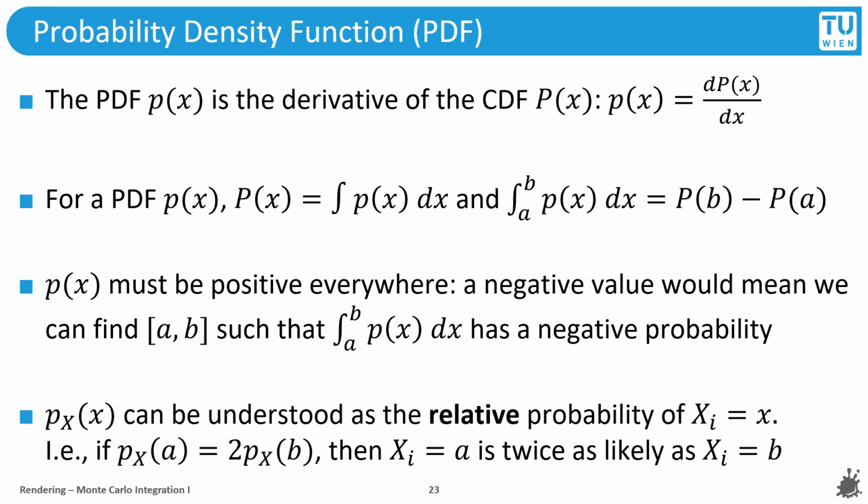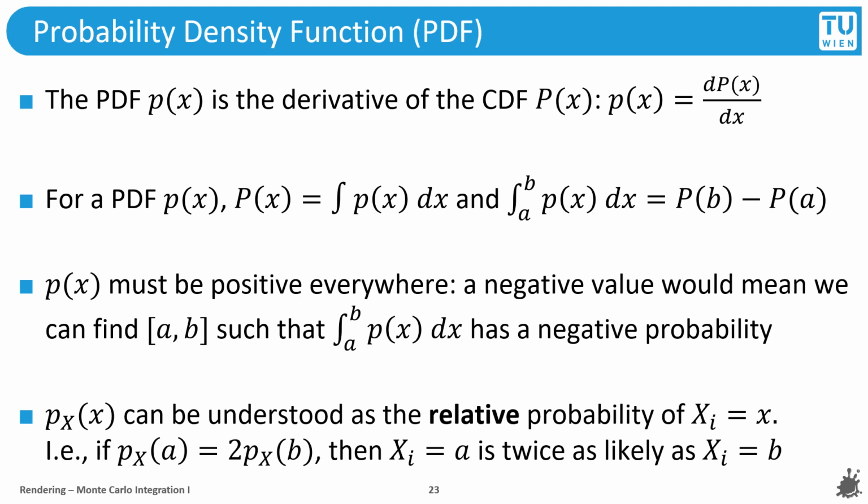The PDF must be positive everywhere, and there's an intuitive reasoning behind that. A negative value in the PDF would mean that we can find a range AB in the CDF such that for that range we get a negative probability, which is impossible. The output of the PDF for a corresponding random variable can be understood as the relative probability of that random variable taking on that value.